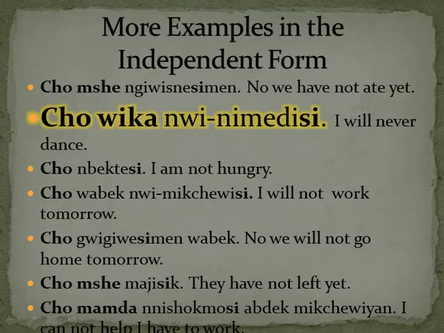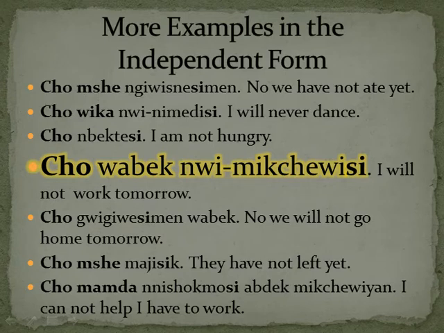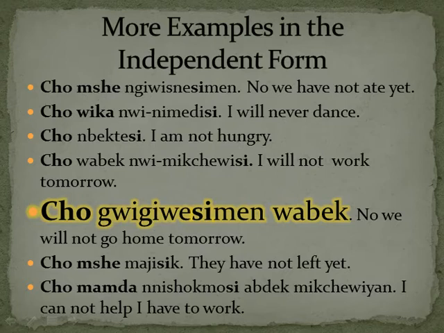The cho and the C. Pay attention to that. Chonbukte si. I'm not hungry. So you can't just say chonbukte. You have to have that si on there. Chowabuk nui mikchui si. I'm not working tomorrow. Chogui giwe si menwabuk. No, we aren't going to go home tomorrow. Again, the cho is there and the si is right after the verb. Giwe is the verb and it's attached right there to the verb.